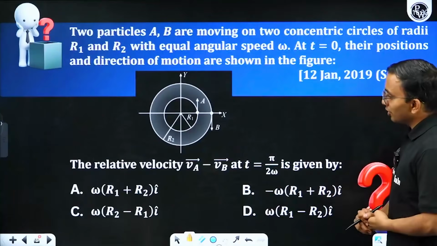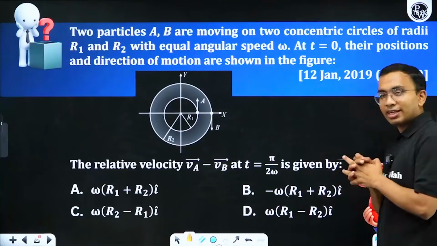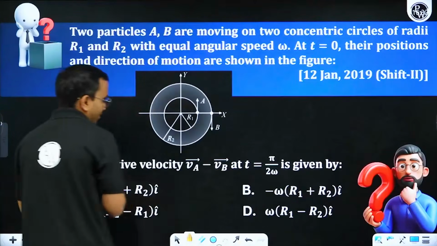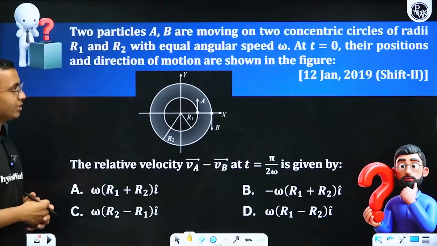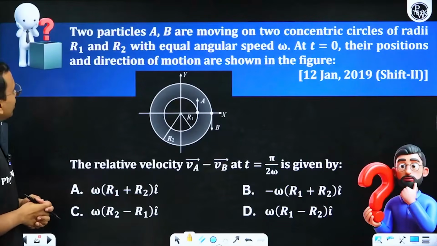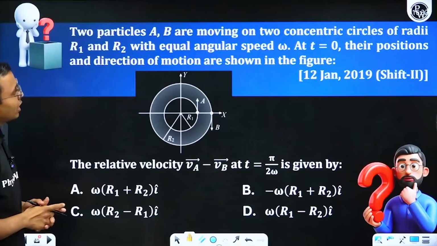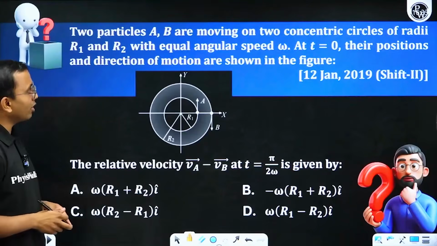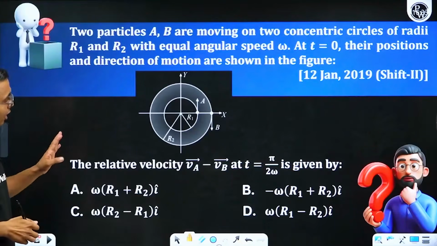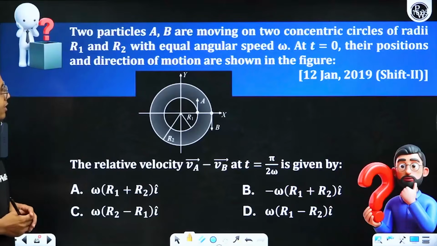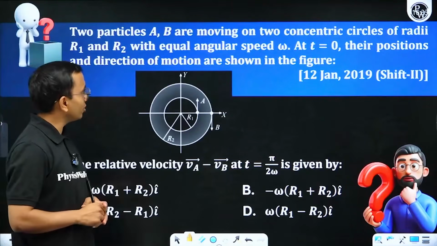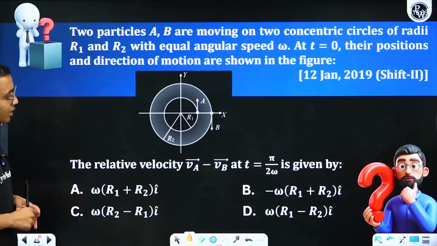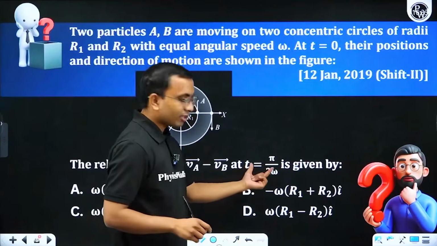Now this question is based on relative velocity, and let us check what it is asking here. This is a straightforward question asked in JEE Mains 2019. Two particles A and B are moving in two concentric circles of radii r1 and r2 with equal angular speed omega. Okay, both have the same omega. At t equals 0, their positions and directions of motion are shown. The relative velocity at time pi by 2 omega.